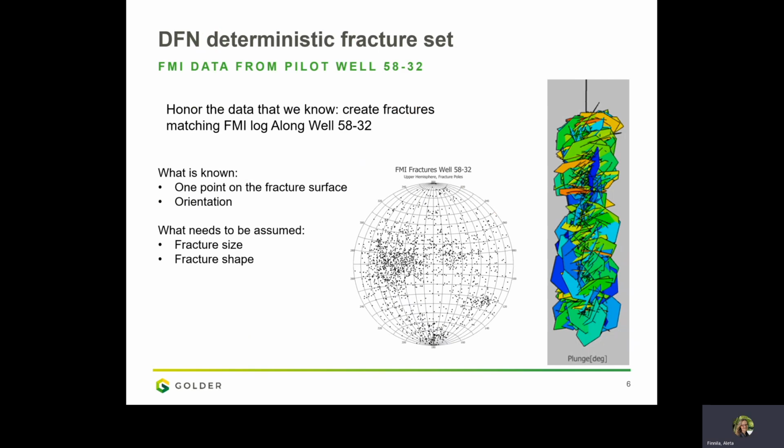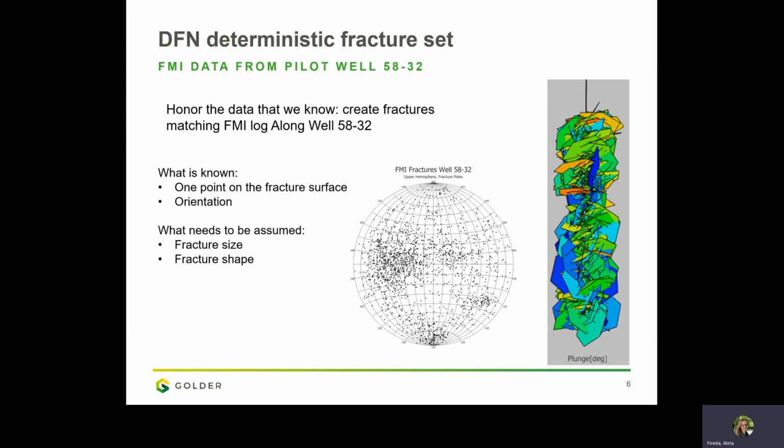And the idea behind building your DFN is you want to capture as much information you have about these fractures in the system as possible. So from the pilot well that exists in the site, that's well 5832, we do have a very good FMI log, which shows the positions of fractures in that well log, as well as their orientation. What we don't know about the fractures that we intersect are their exact size or shape, so we need to assume those.